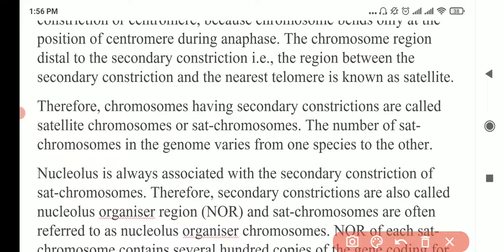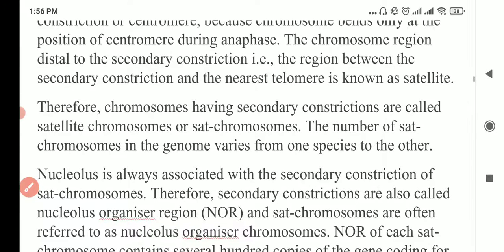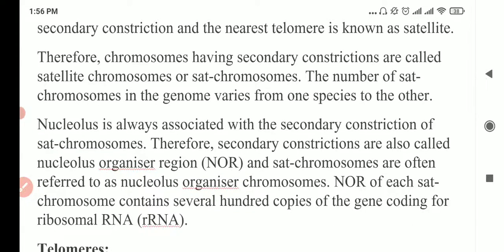So those chromosomes that have secondary constriction are called satellite chromosomes or SAT chromosomes. The number of satellite chromosomes is different in different species. The nucleolus is always associated with the secondary constriction of the satellite chromosomes. Therefore, secondary constrictions are also called the nucleolar organizer region.